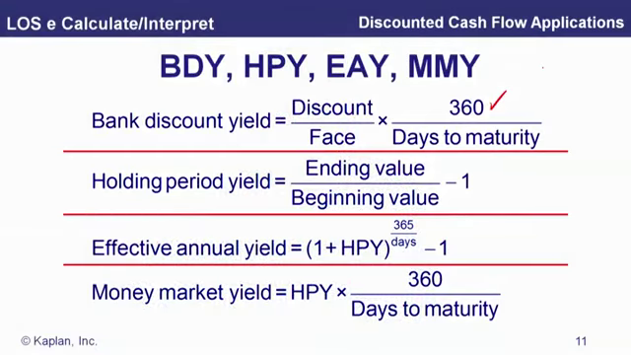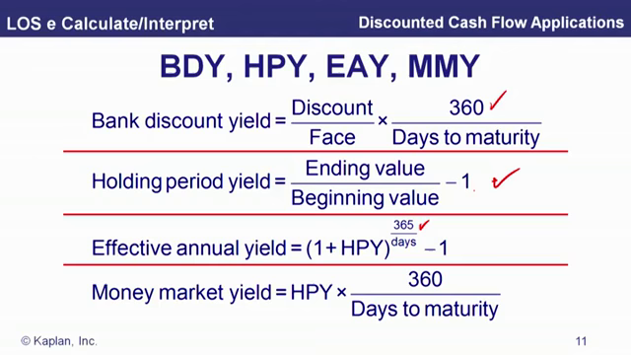Holding period yield, boy, we know that one already. I hope you've got that one down. Ending value over beginning value minus 1. Now, our effective annual yield, well, remember, we could annualize that holding period yield, and now we've got to use an exponent because we're talking about effective. We're looking at compounding within this. So that exponent there is 365 over the number of days. So we're taking 1 plus the holding period yield.